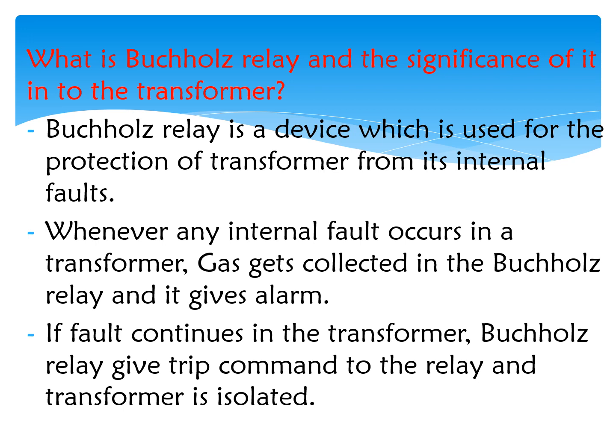What is Buchholz relay and the significance of it in the transformer? This is a very common question, a very regular question being asked in interviews. Buchholz relay is a device which is used for protection of the transformer from its internal faults. Whenever any internal fault occurs in a transformer, gas gets collected in the Buchholz relay and it gives an alarm. If the fault continues in the transformer or there is a severe fault, Buchholz relay gives a trip command to the relay and the transformer is isolated.